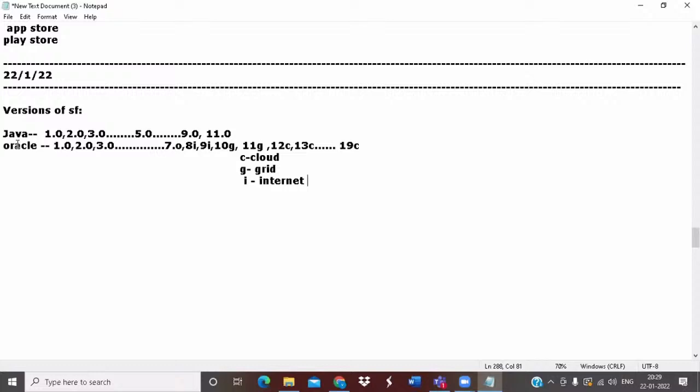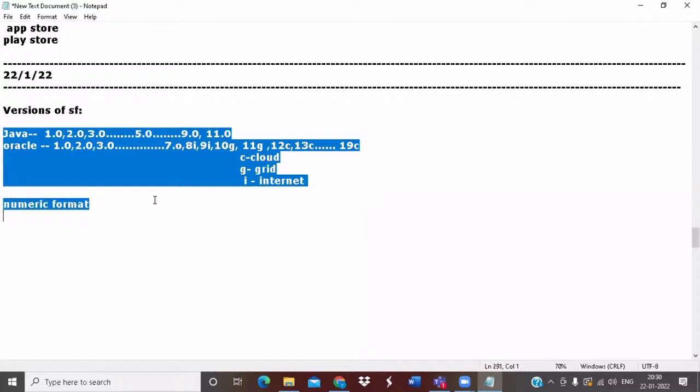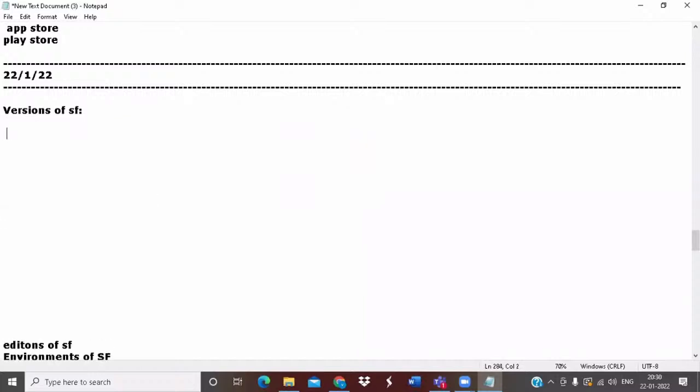If you observe the similarity between Java and Oracle versions, not only Java and Oracle, take any software product. All the versions of software products are in numeric format. But the importance of Salesforce is that Salesforce versions are not in numeric format. Salesforce versions are based on a seasons format. That is the winter version, then the summer version, and the last and final one, the spring version.